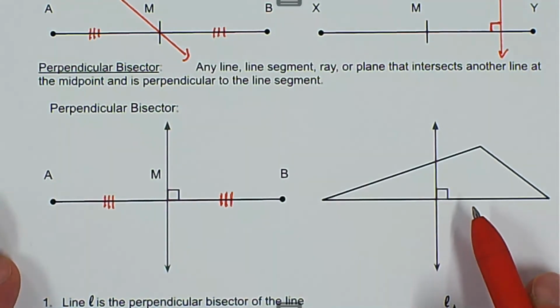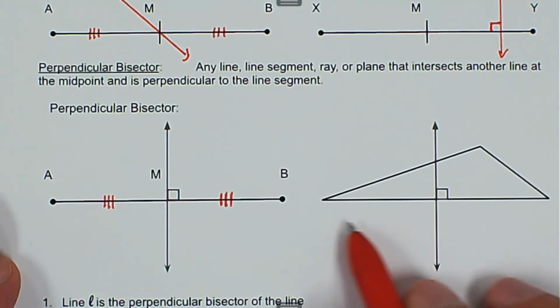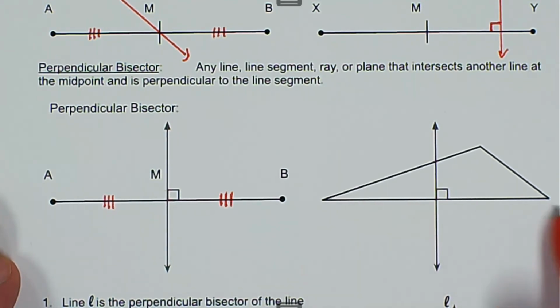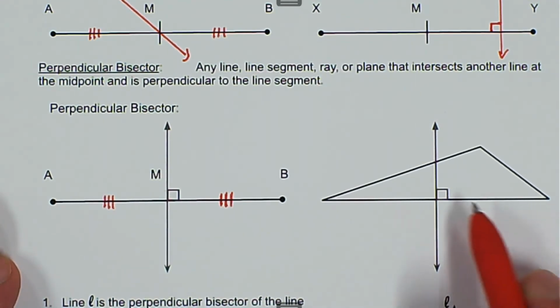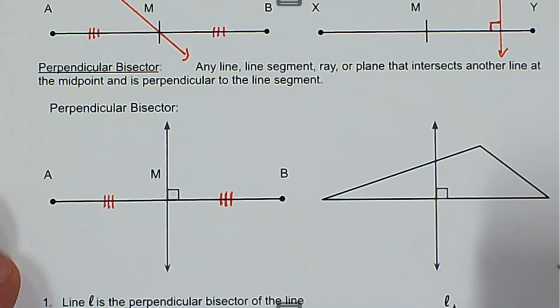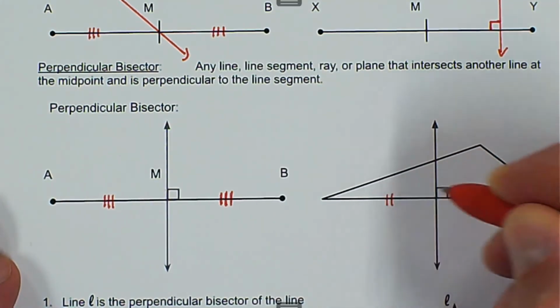We have another example of a perpendicular bisector where we're bisecting this base side of the triangle here. So it's 90 degrees, and this is also bisected.